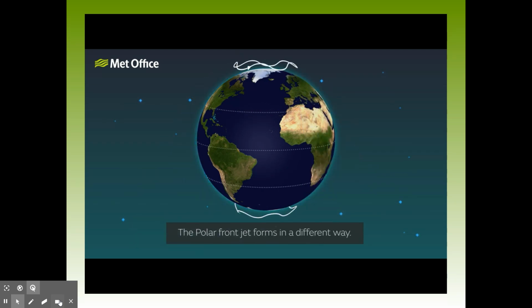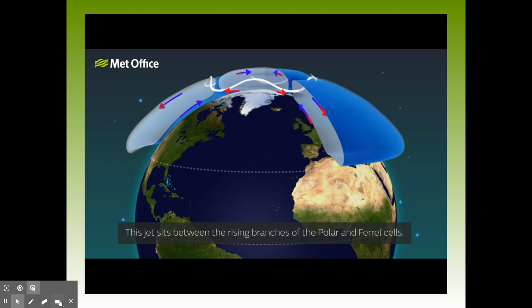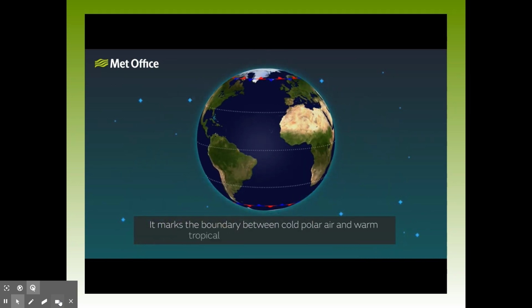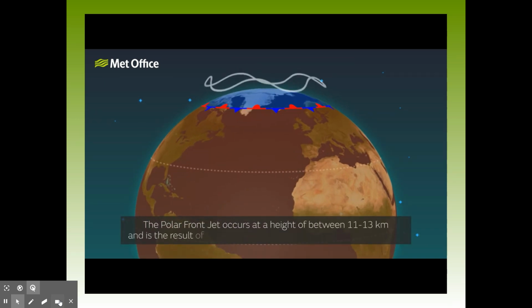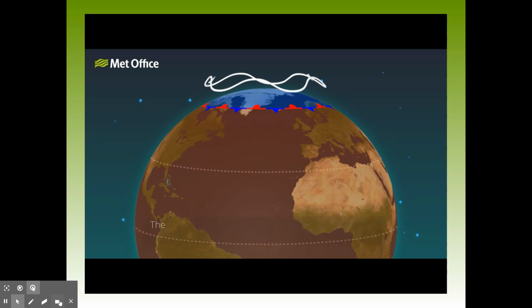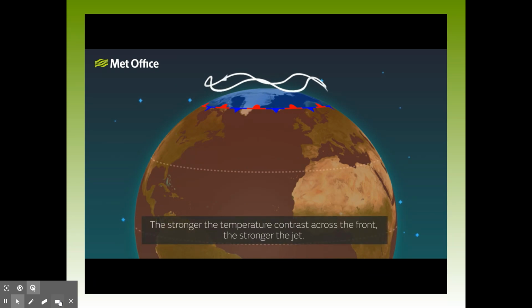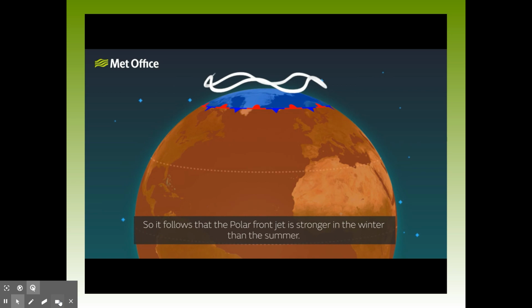The polar front jet forms in a different way. This jet sits between the rising branches of the polar and Ferrel cells. It marks the boundary between cold polar air and warm tropical air, known as the polar front. The polar front jet occurs at a height of 11 to 13 kilometers and is primarily the result of the temperature contrast across the polar front. The stronger the temperature contrast across the front, the stronger the jet. So it follows that the polar front jet is stronger in the winter than the summer.